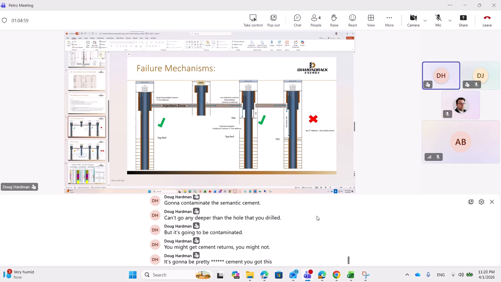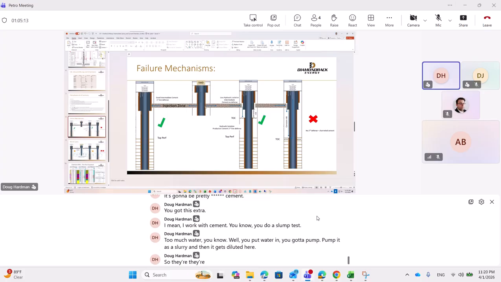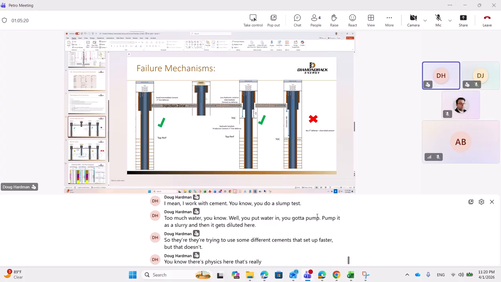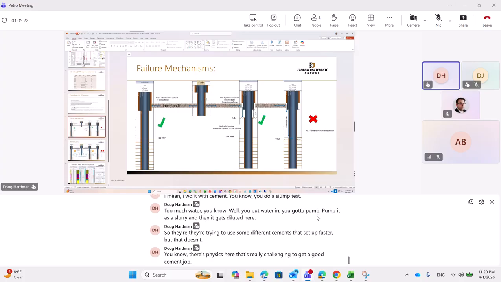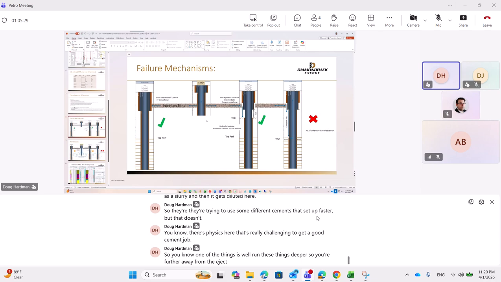I work with cement. You do a slump test, too much water. You put water in, you have to pump it as a slurry, and then it gets diluted here. So they're trying to use some different cements that set up faster, but there's physics here that's really challenging to get a good cement job. One of the things is, well, run these things deeper so you're further away from the injection zone. It's still going to be a problem in my mind.